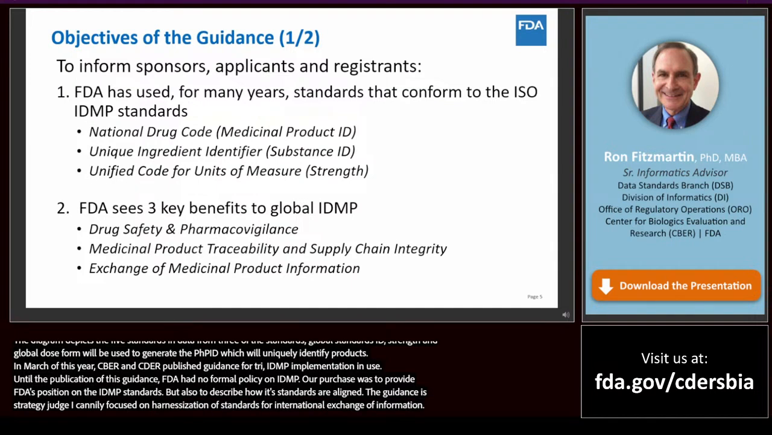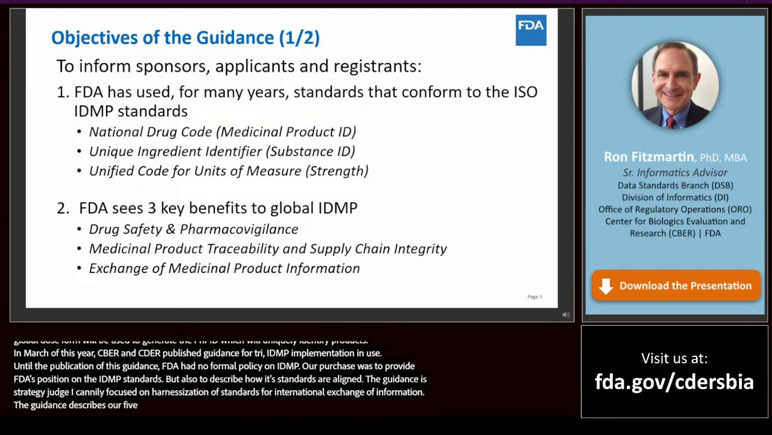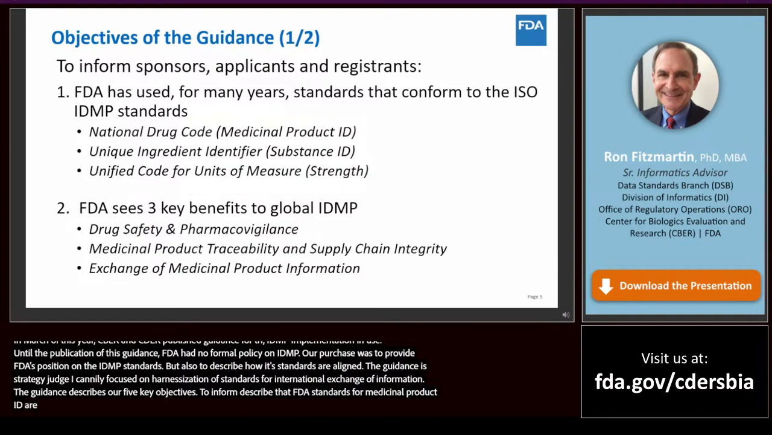The guidance describes our 5 key objectives: to inform industry that FDA standards for medicinal product ID, the NDC code, the substance ID, the UNII, and for strength, Unified Code for Units of Measure, or UCUM, conform to the IDMP standards.